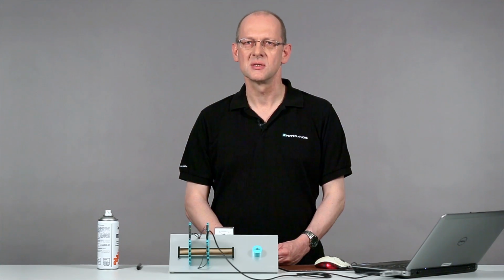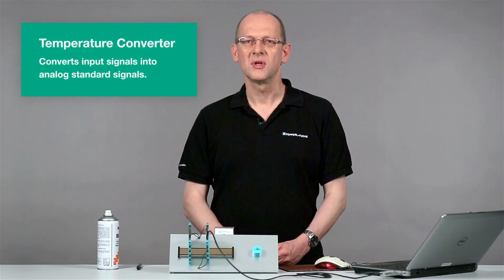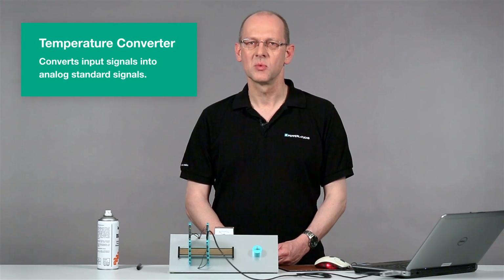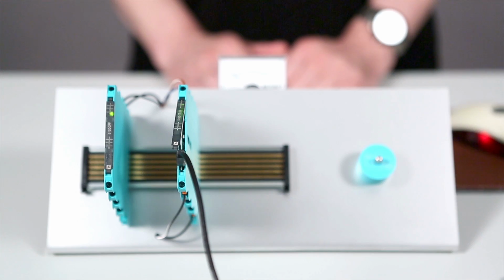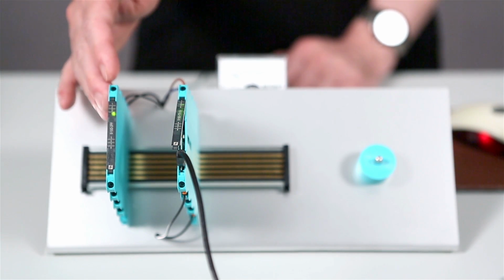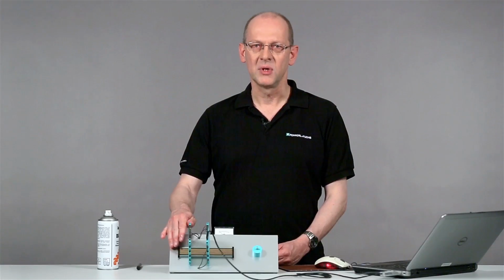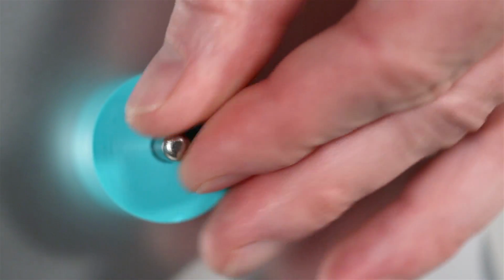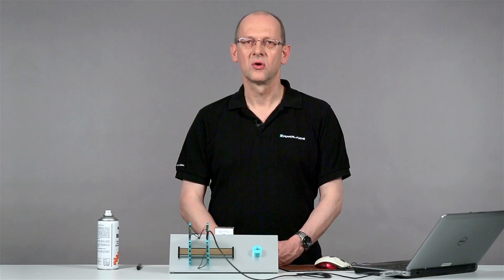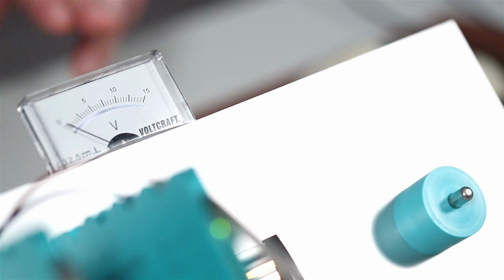In this video, I'd like to show you how to configure the temperature converter for the SC system signal conditioner line on your computer. The module converts input signals of resistance thermometers or thermocouples into analog standard signals. It is supplied by a power supply module and a power bus. A PT100 temperature sensor is connected via a two-wire cable. In order to check the correct configuration later, an analog meter is connected to the module's output.